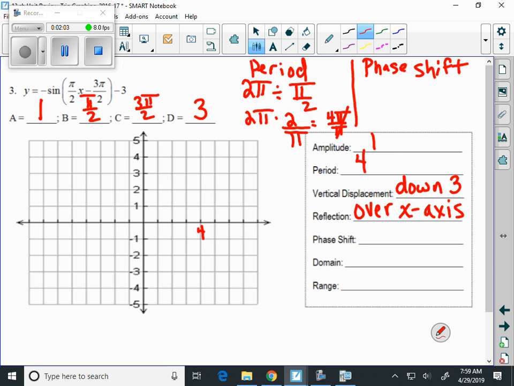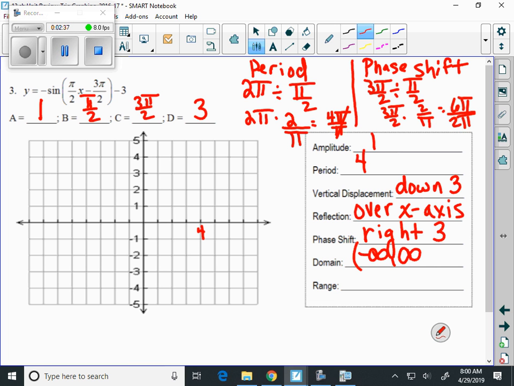So this is going to be 3 pi over 2 divided by pi over 2, which is really 3 pi over 2 times 2 over pi. And what we get is 6 pi over 2 pi, which is going to be a value of 3. And because it's minus, we're going to go right 3. Still a sine or a cosine function, so our domain is going to be all real numbers.